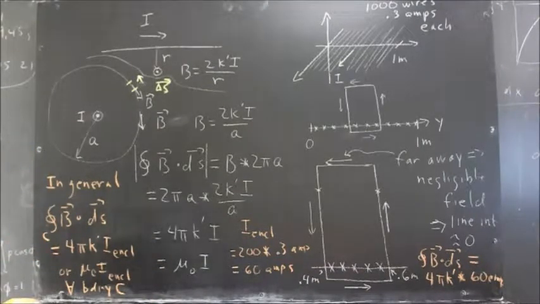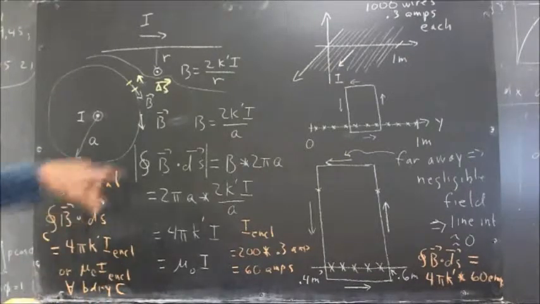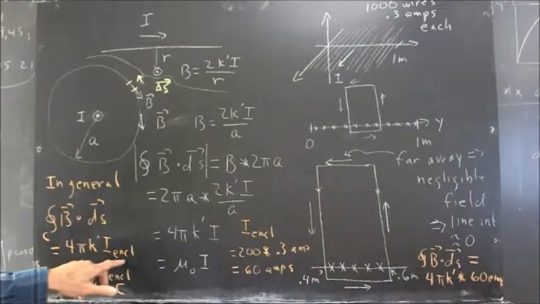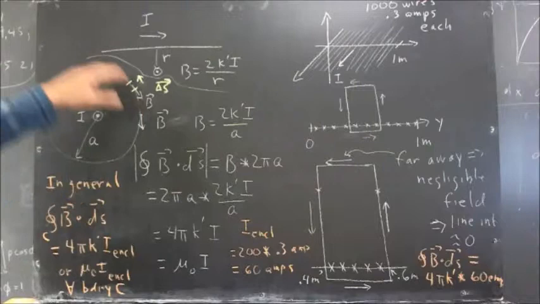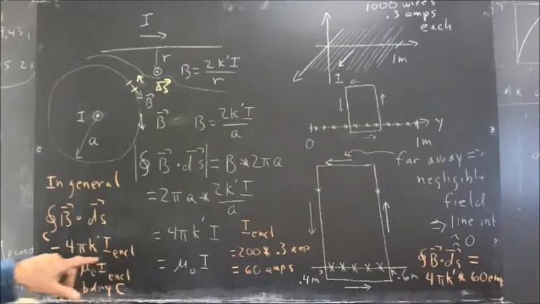Now, in general, the integral of magnetic field dot ds is 4 pi k prime times the enclosed current, the current enclosed inside the loop. Okay, C is the boundary of the loop, and I enclosed is all the current that passes through the region bounded by that boundary. Now, you know from multivariable calculus that this could be any region, and this is related to the integral theorems, more specifically in this case the Stokes theorem, and we'll draw those connections later.